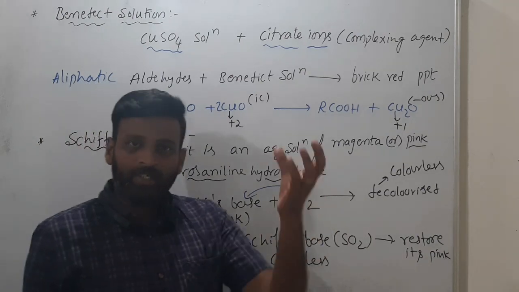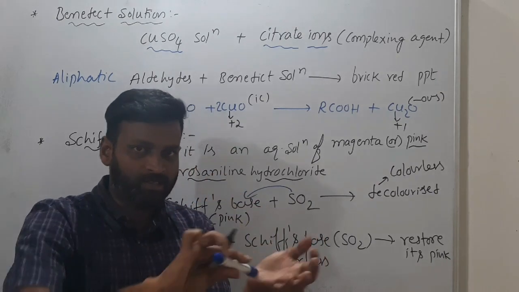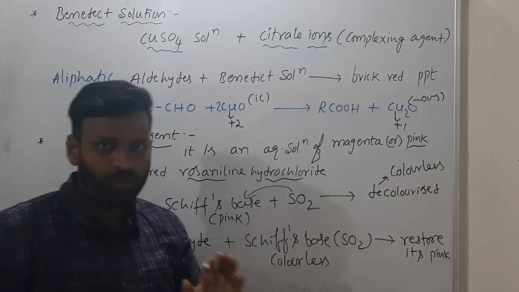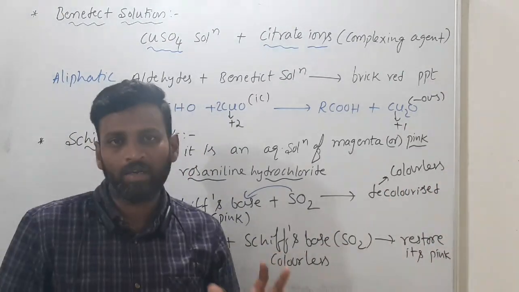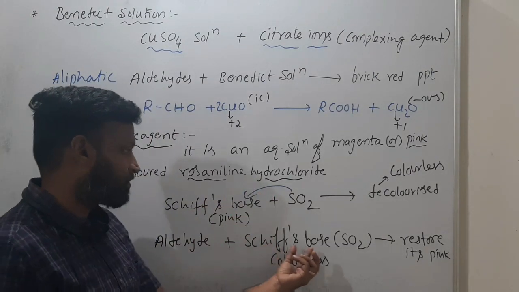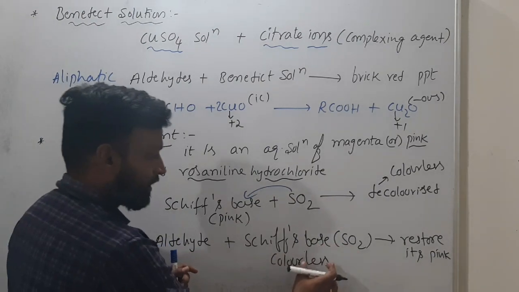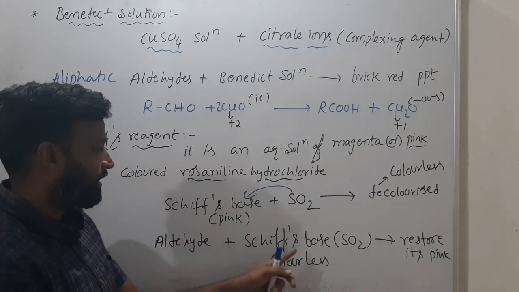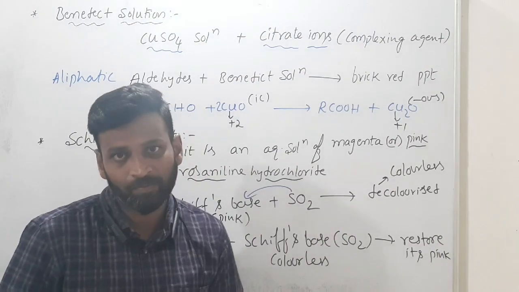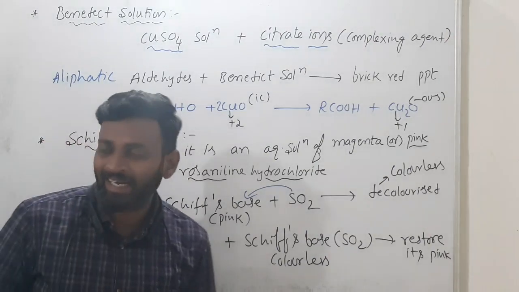Suppose you don't know the compound given, and you added 2,4-DNP, 2,4-dinitrophenyl hydrazine, and got an orange-red precipitate, and later you have confusion whether it is an aldehyde or a ketone. For that particular compound, I add this Schiff's base along with SO2, which is colorless. But once this mixture is added to an aldehyde, the Schiff's base color is restored, meaning the pink color will come again. Got it, everyone? So these are tests for aldehydes and ketones.